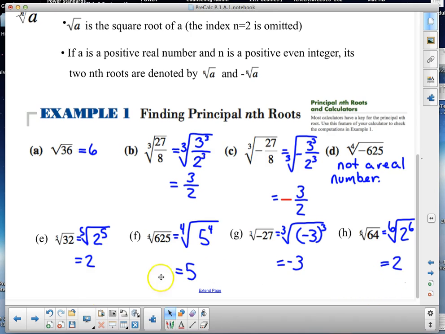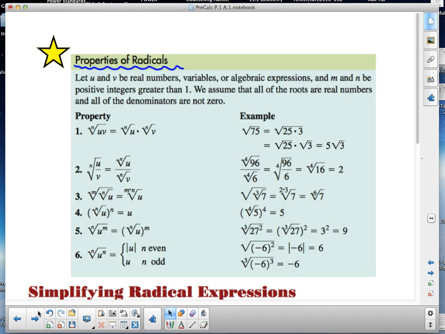I hope this was helpful with coming through with our principal nth root. Let's go on to our next page. Properties of radicals.